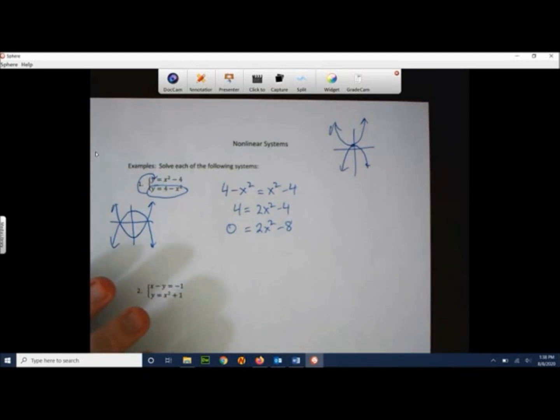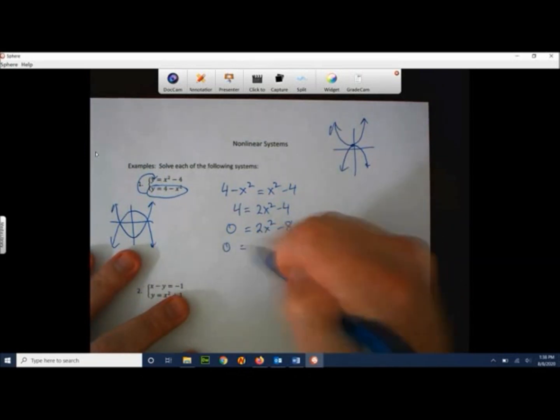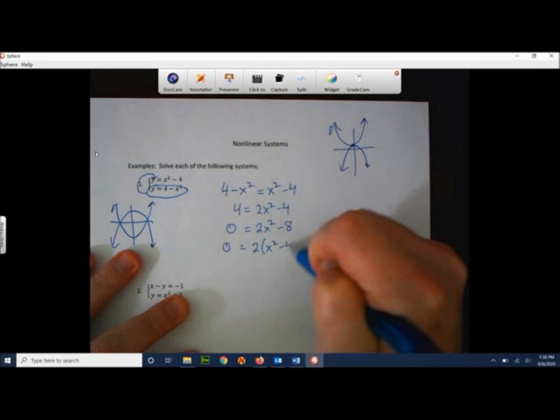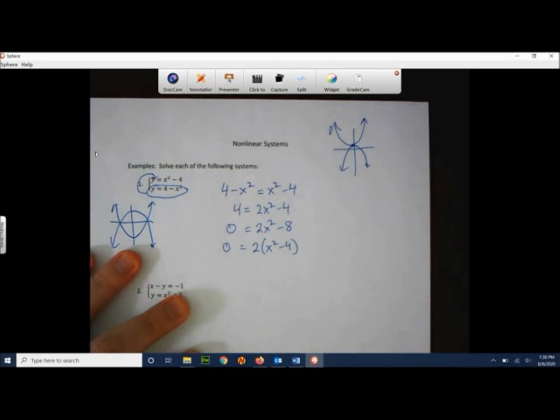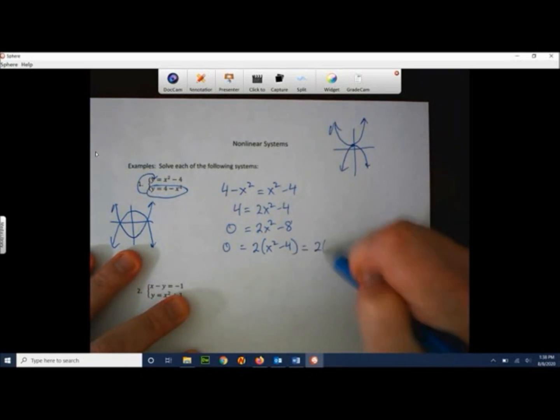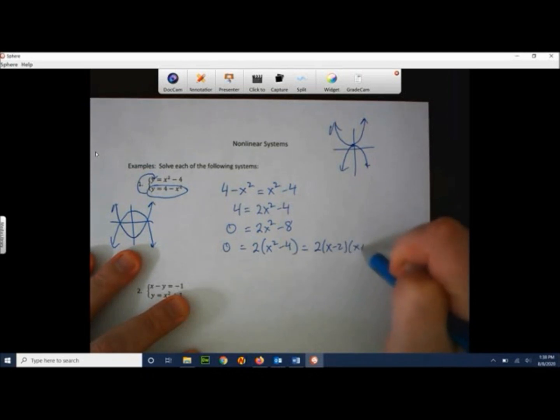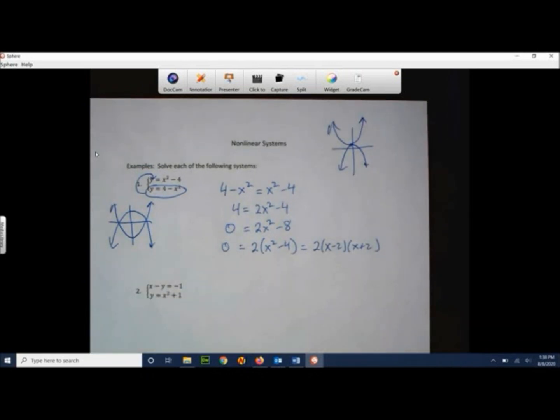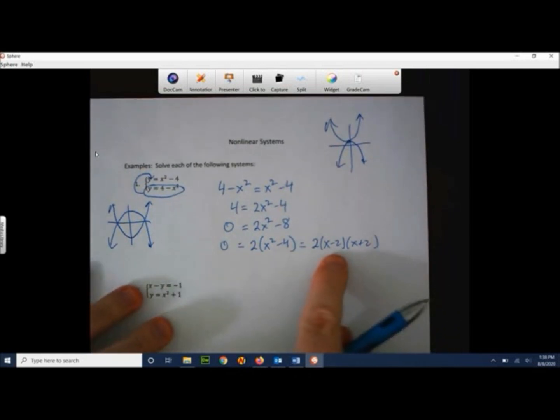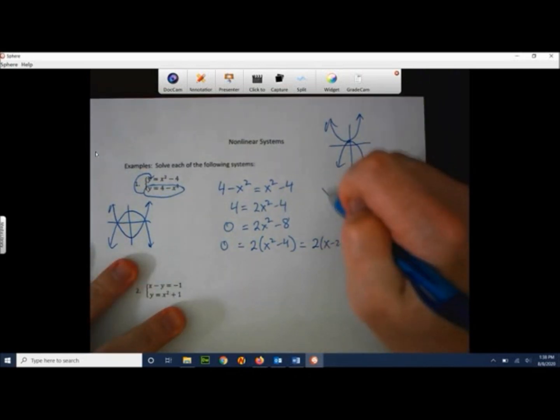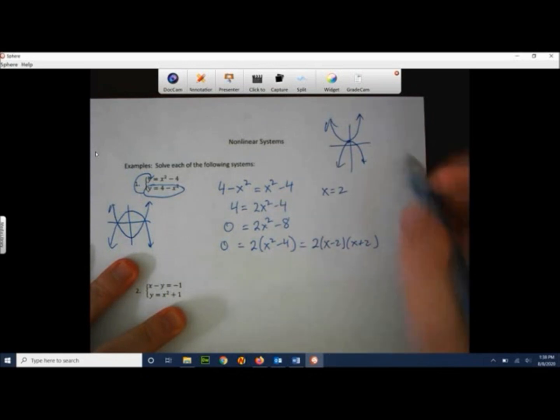And then I need to solve. I think I can solve this one by factoring because I noticed that I can factor a 2 out. And then I have 2 times x squared minus 4. And then I can factor more. Difference of squares. 2 times x minus 2 times x plus 2. This one tells me that x has to be 2. And this one tells me x equals negative 2.